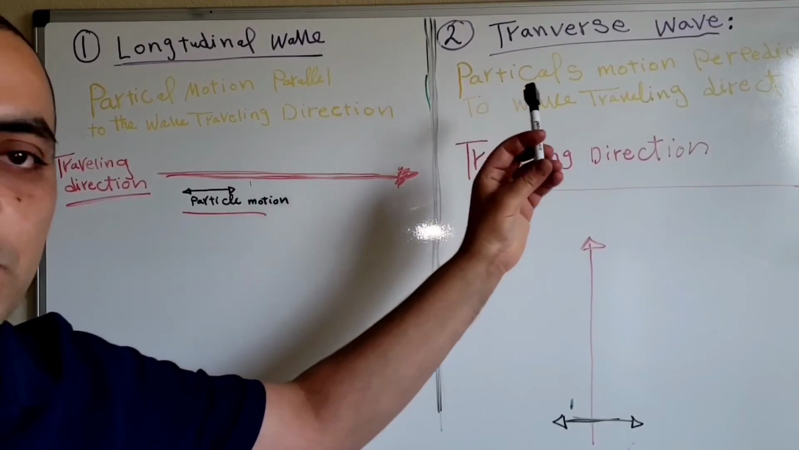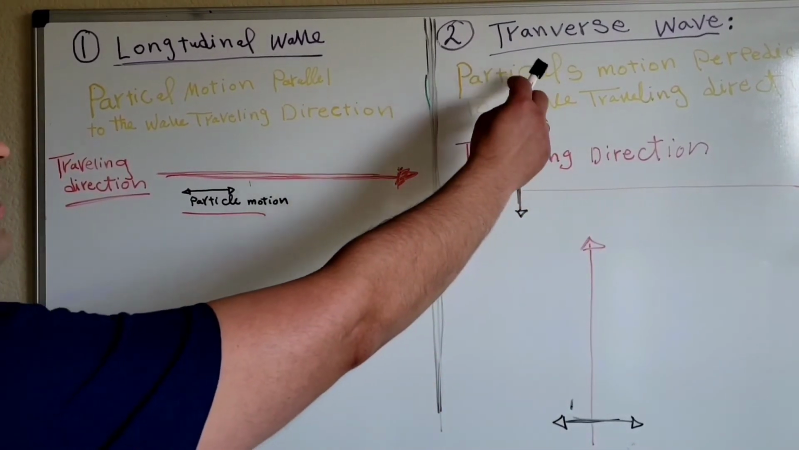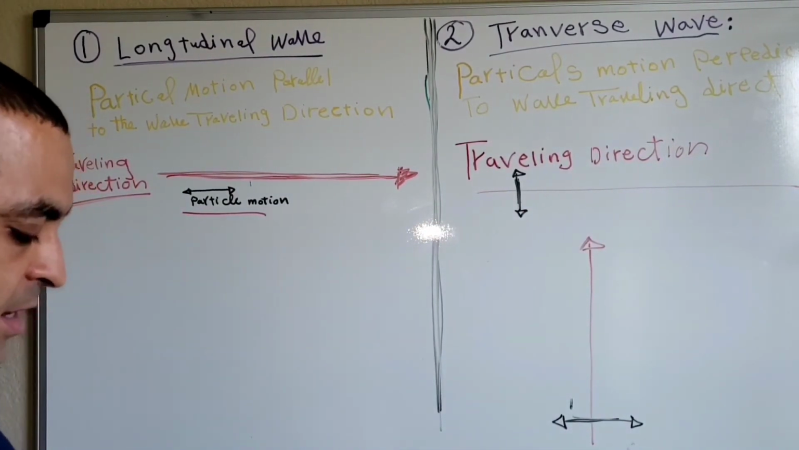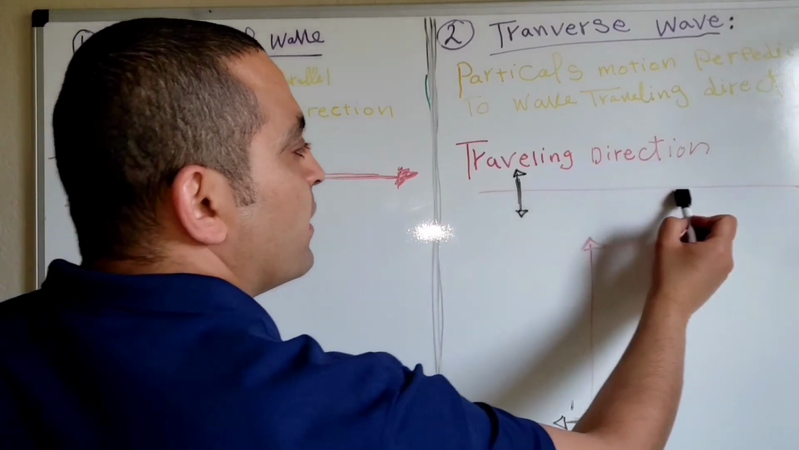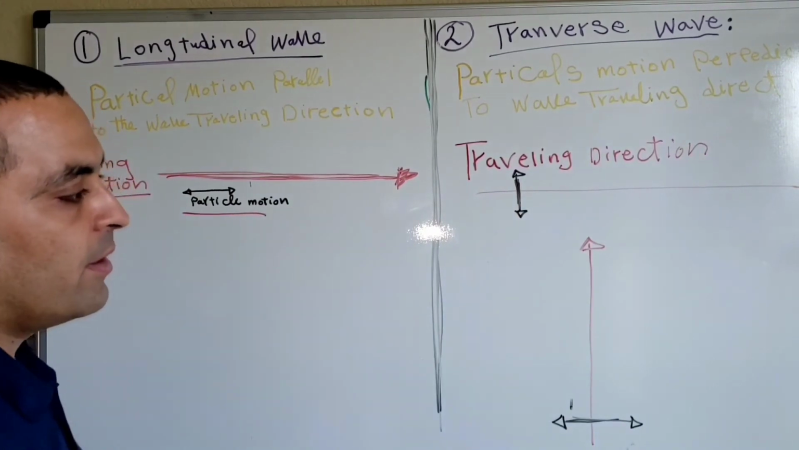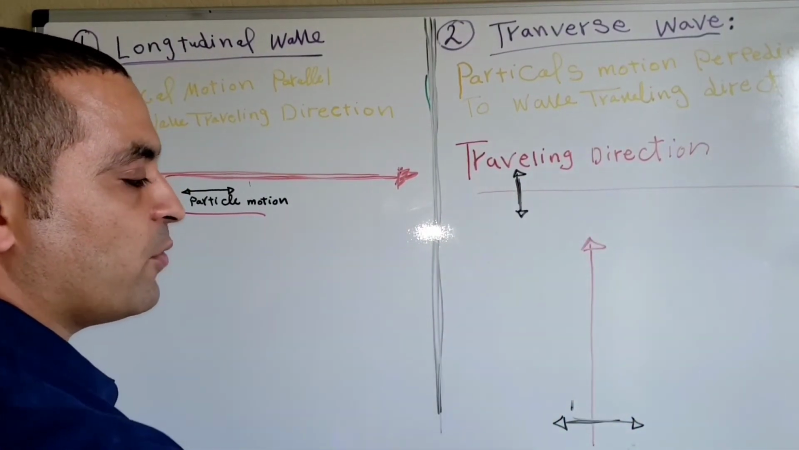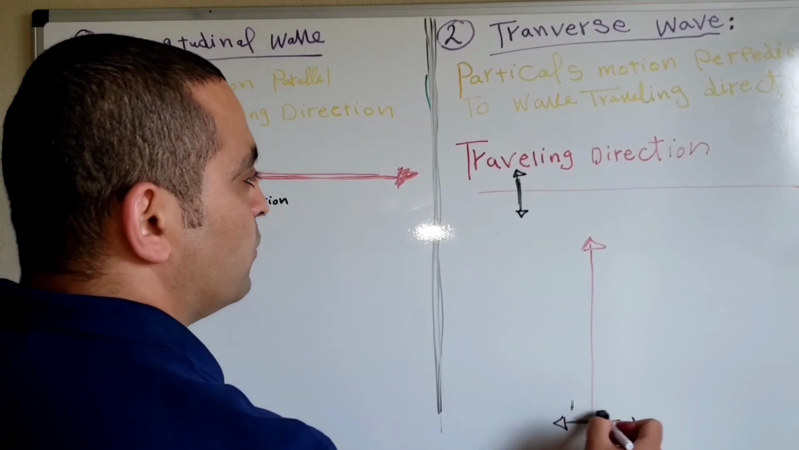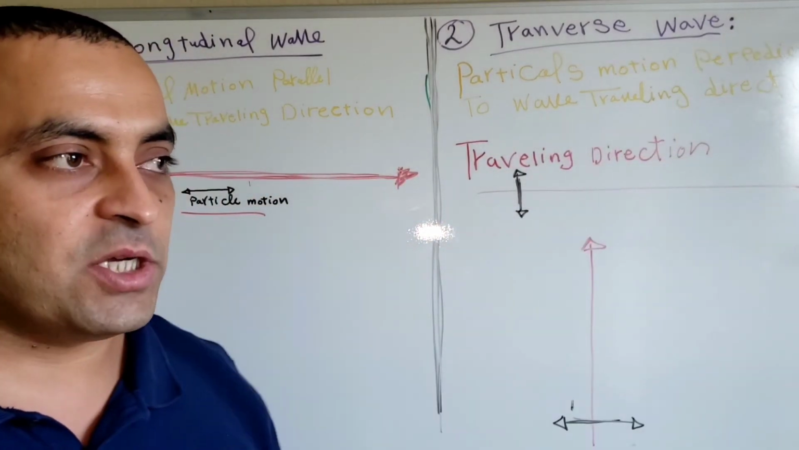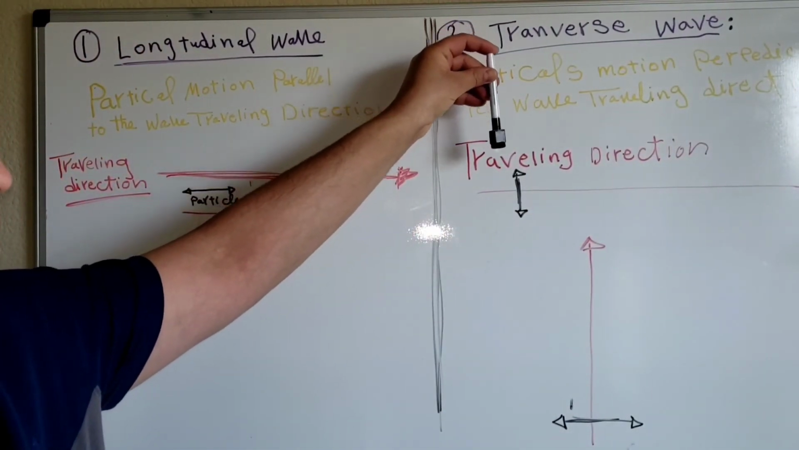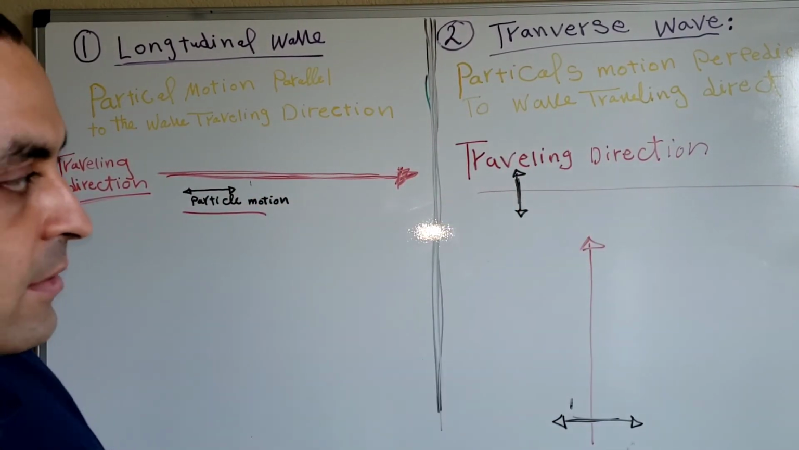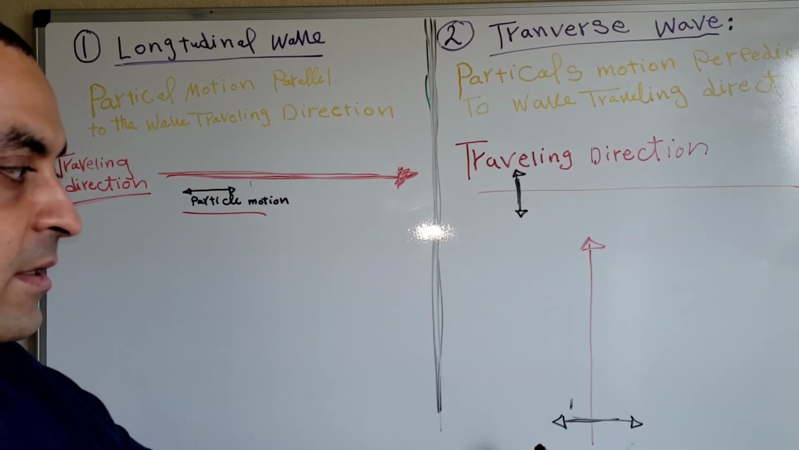Now we'll talk about the transverse wave. For the transverse wave, the particle motion is perpendicular to the traveling direction. If we have a wave traveling in this direction, the particle motion will move in this direction. If we have a wave which is traveling vertically, from up to down, the particle motion will be in this direction. If we have a horizontal wave direction, we will have a vertical particle motion. If we have a vertical wave direction, we will have a horizontal particle motion.